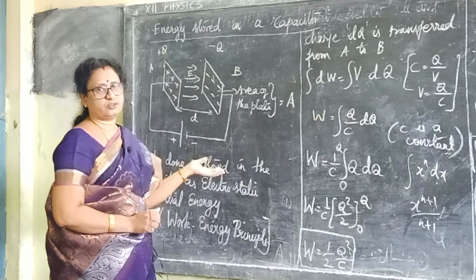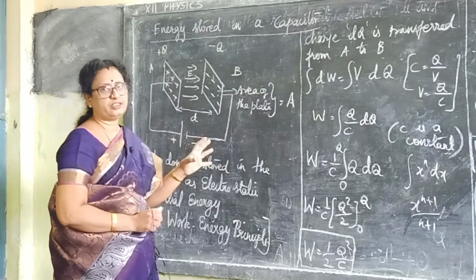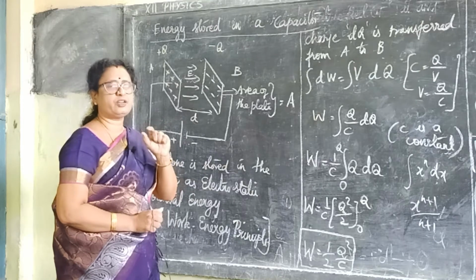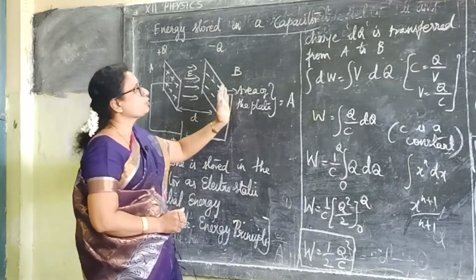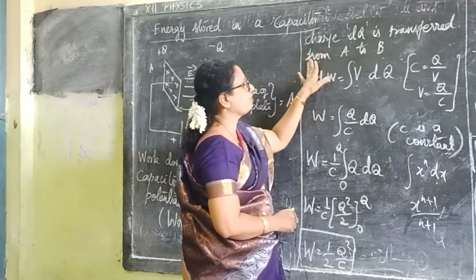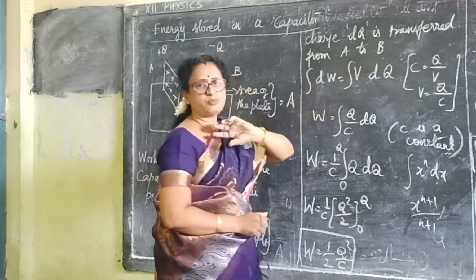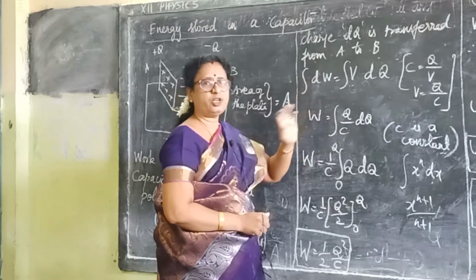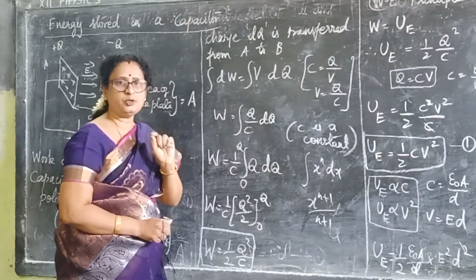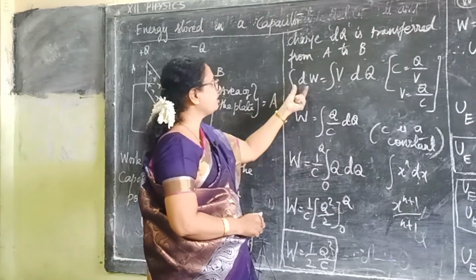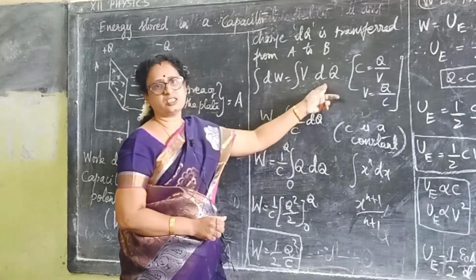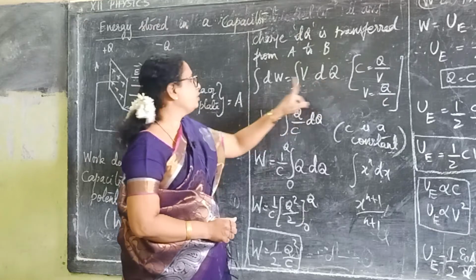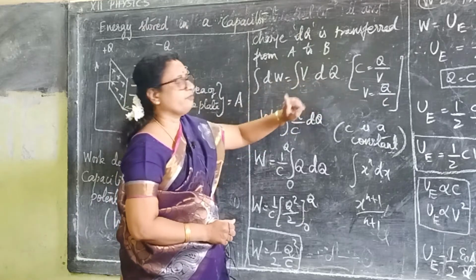What is the work done? Initially we are going to find the very small work done in transferring a very small charge dq from plate A to B. So charge dq is transferred from A to B, and the very small work done is dW. We all know the formula for work as W is equal to VQ. So here the very small work done dW is equal to VdQ, because the charge that is transferred is a very small charge dq.